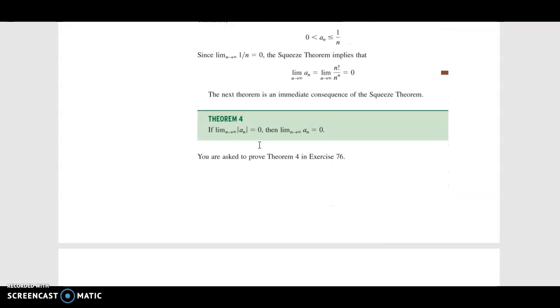Next, again we have to use this squeeze theorem. We have to do this problem: if limit n tends to infinity of mod an equals 0, then limit n tends to infinity of an equals 0. Mod an equal to 0 means what? What is the definition of the modulus? From that, using the squeeze theorem, we can say that this is equal to 0.